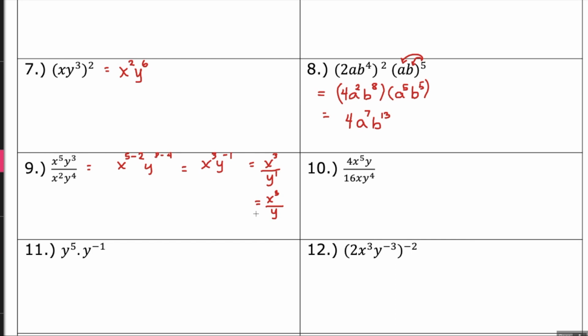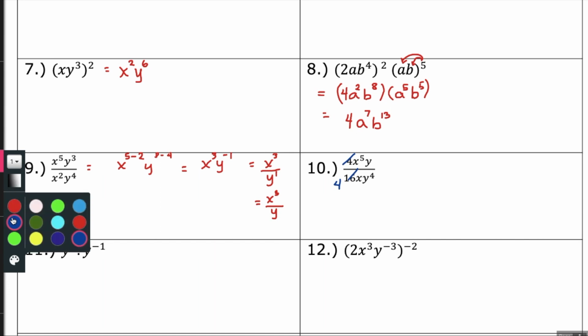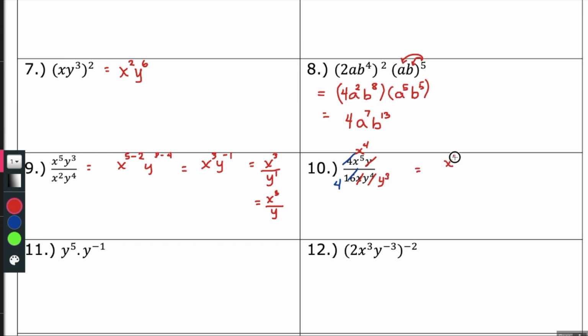Okay, number 10. It's the same problem, but what you can do is try to figure out if there are some items that you can easily cancel out. In this case, I can cancel out 4 and 16 because 16 divided by 4 is 4. Now, I can cancel out x, and this one will be x to the 4th. I can cancel out y here, and this one will be y over 3, which will give me x to the 4th over 4y cubed.